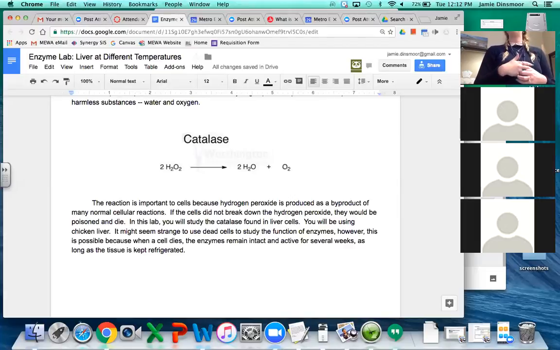Otherwise, what happens to them is called denaturing. They actually change shape and become disfigured. So imagine a Pac-Man. Imagine you light Pac-Man on fire, and then blow him out. He's going to be demented, right? That's what happens to enzymes when they're in the wrong conditions. They change shape. They can't work. They're all about the shape.